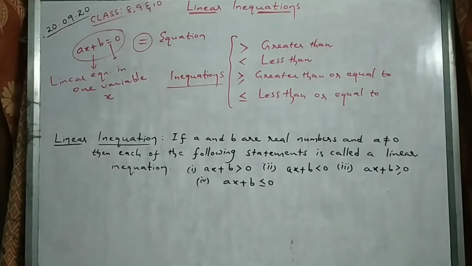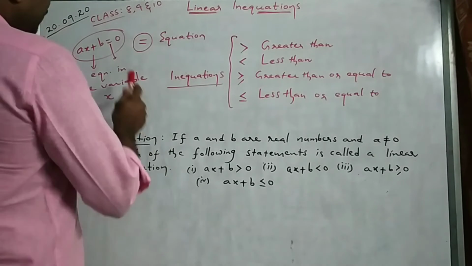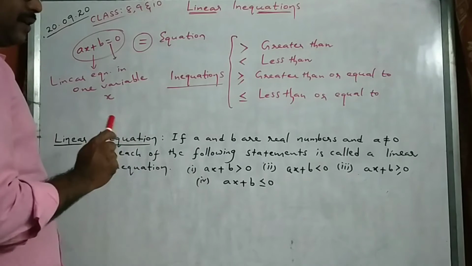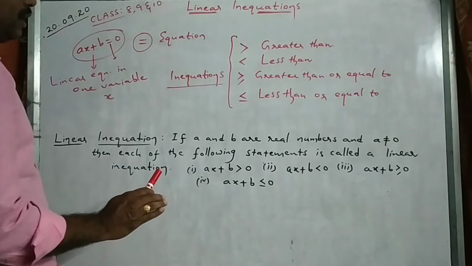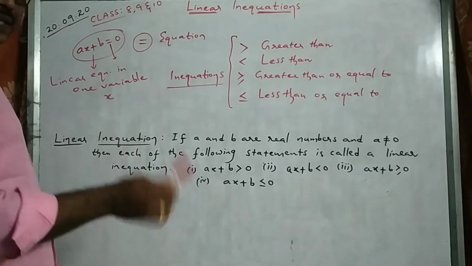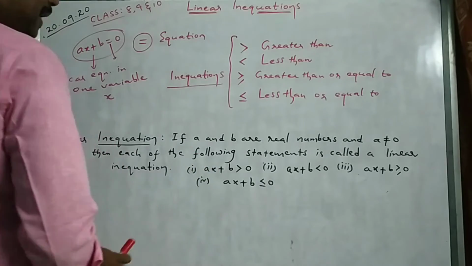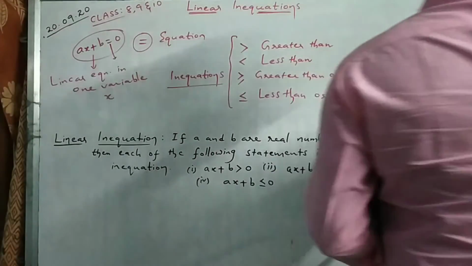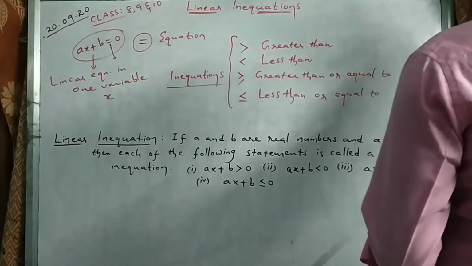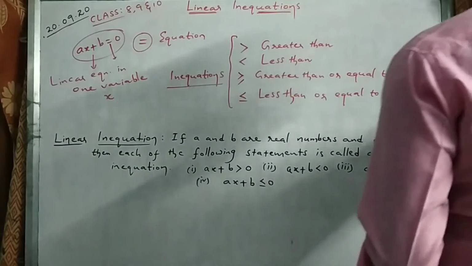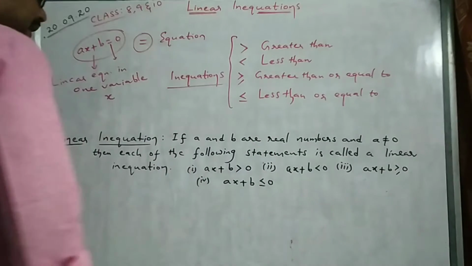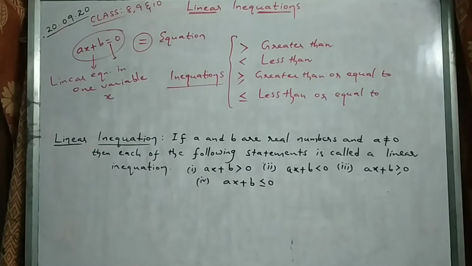So in this chapter, we will be having only first degree linear inequations. Linear means first degree only. Don't forget that. So ax plus b less than 0, ax plus b greater than 0, ax plus b greater than or equal to 0, ax plus b less than or equal to 0. Such type of statements are called linear inequations. Okay?